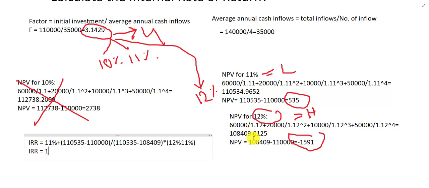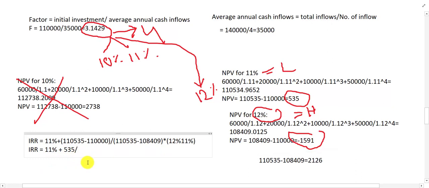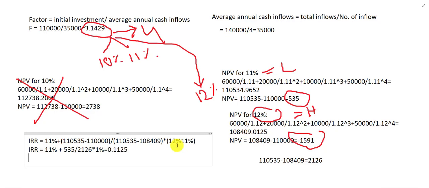Come down. IRR is equal to 11 percentage plus how much? Find out this difference. Of course this is 535 divided by 535 plus this amount. How can we find this one? The difference between 1,10,535 minus 108,409. Press the equal sign, you get the difference. How much is the difference? The difference is 2126. And of course, both should be multiplied by the difference between these two rates. How many percentage? It is 1%, right? Now press the equal sign. Although you get some value here, I'm not sure about this value, so I'm going to go down.